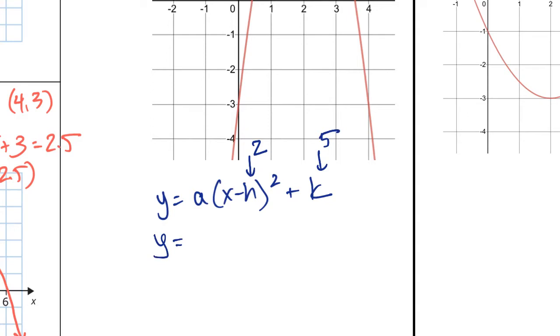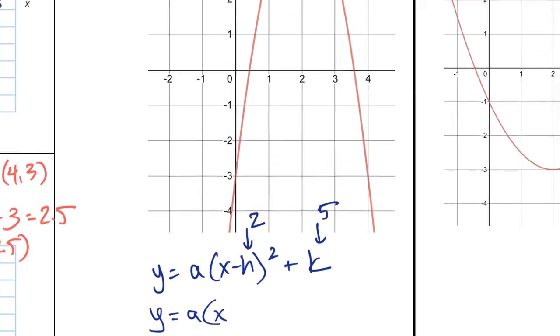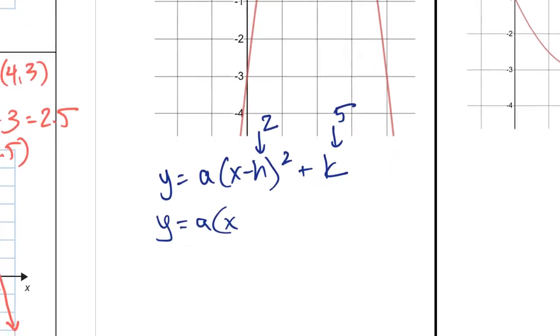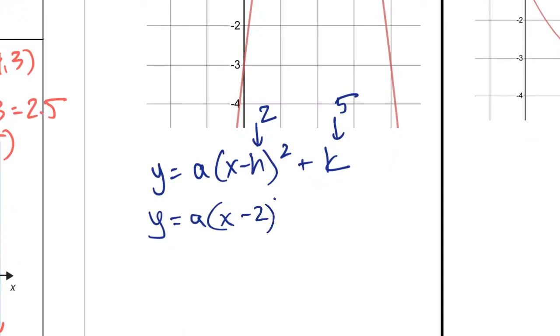So y equals a(x...). Now, is it going to be minus 2 or plus 2? Well, remember, it's always the opposite sign of what the vertex is. So the vertex is at 2, so in the equation, it's going to be a(x minus 2) squared and then plus 5. So there we go. That's a pretty good equation for our parabola.